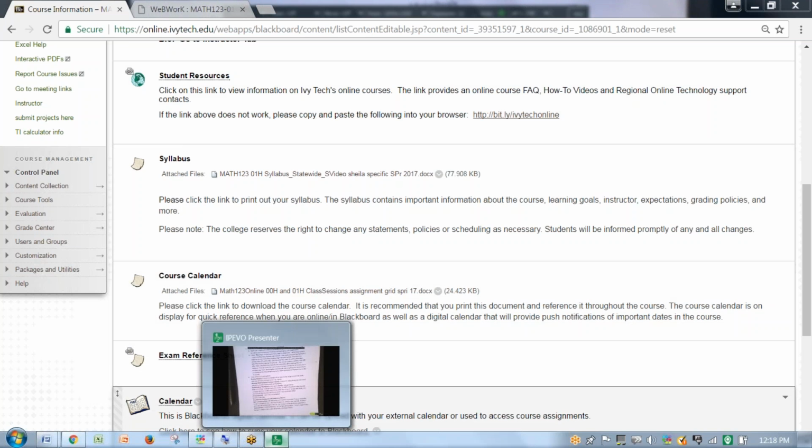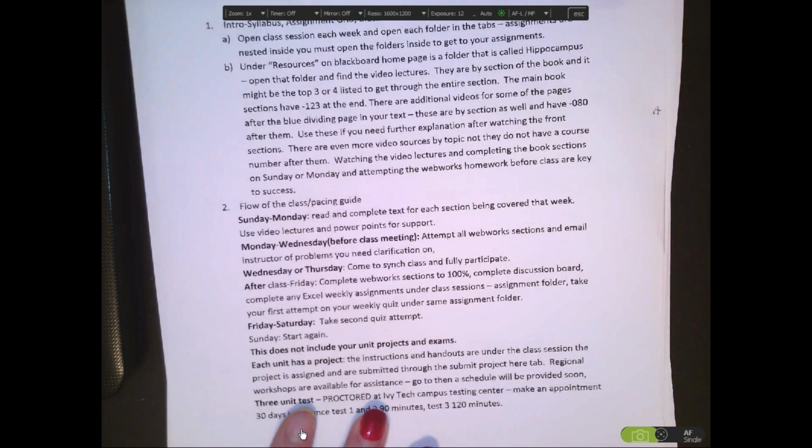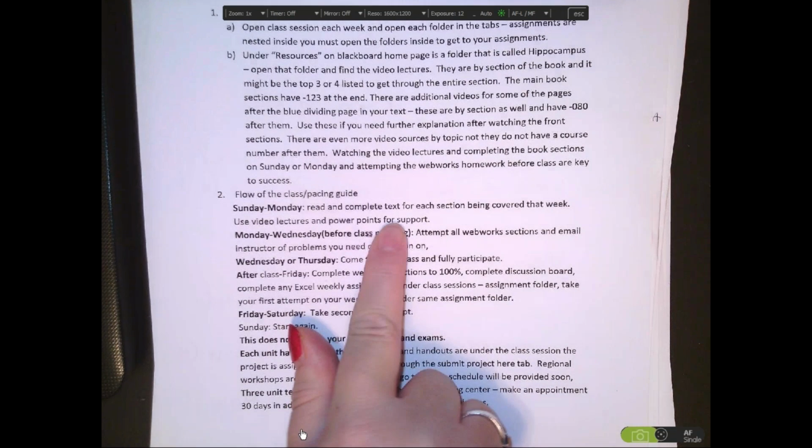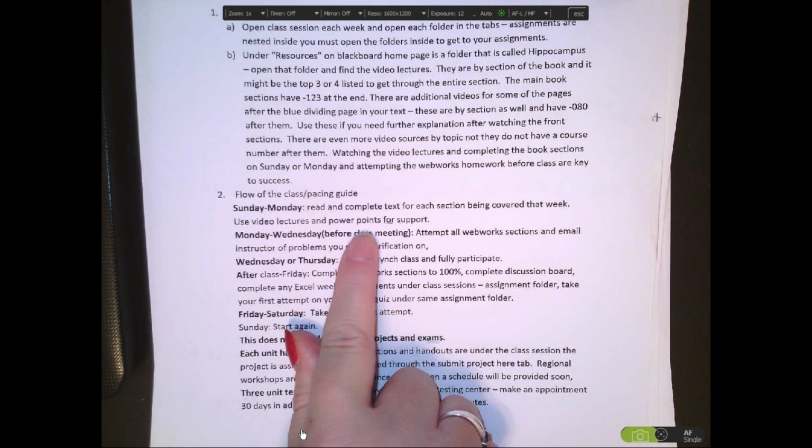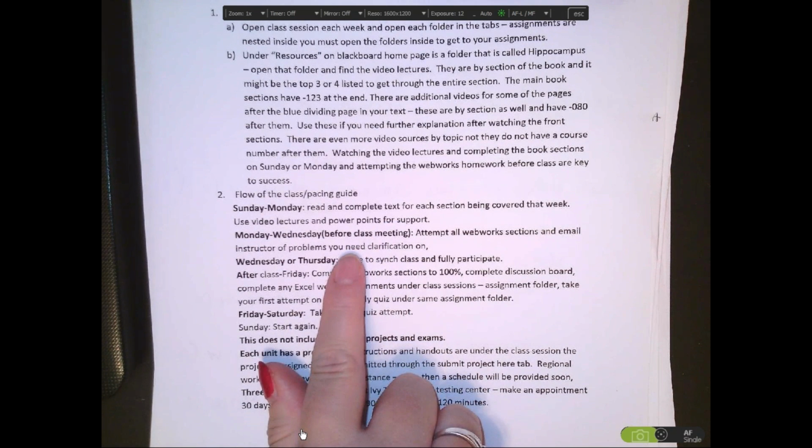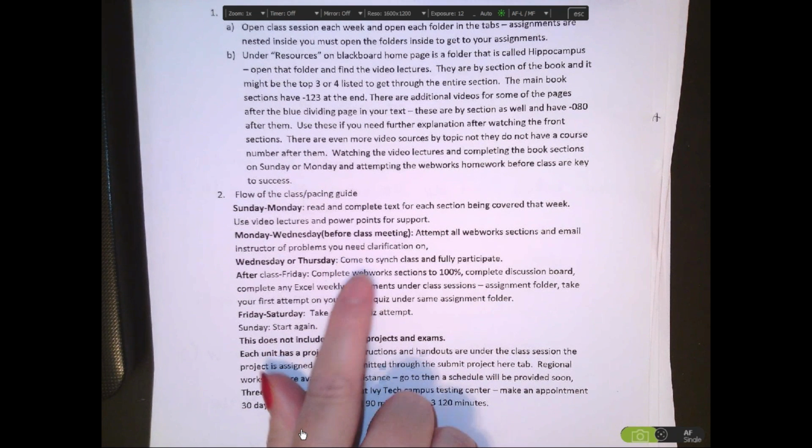Okay, so for the pacing, Sunday and Monday, read and complete the text and use the video lectures and PowerPoints. Monday to Wednesday, attempt all the web work sections. Email me if you have any problems. Don't spend an hour or 2 on number 18 and 19. It's okay if you need help with one. That's fine. That's why we're here. Give it a try, a couple of tries, and if you don't have it, mark that one down as needing help.